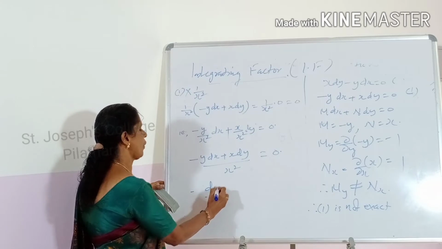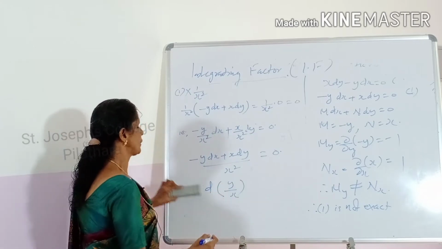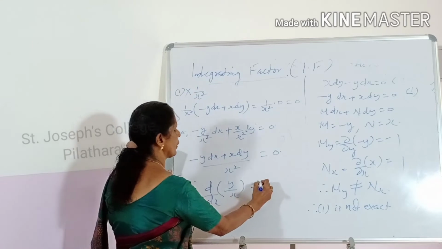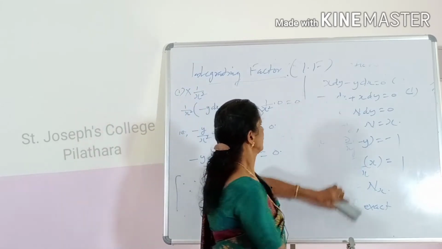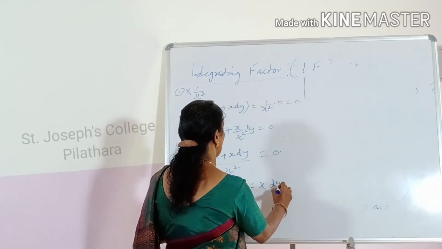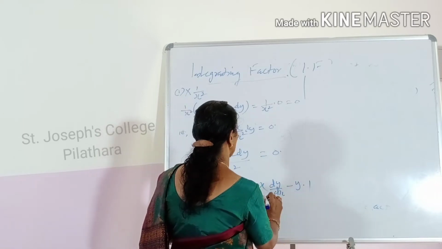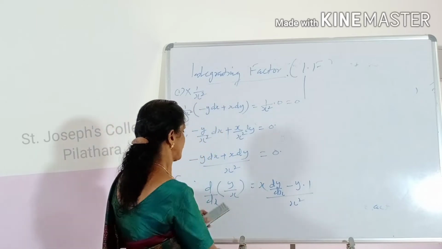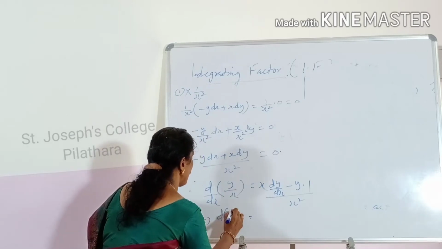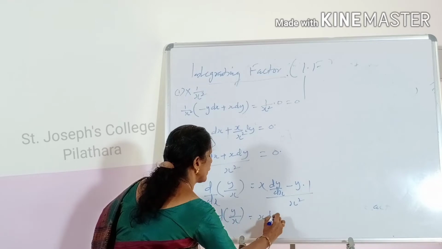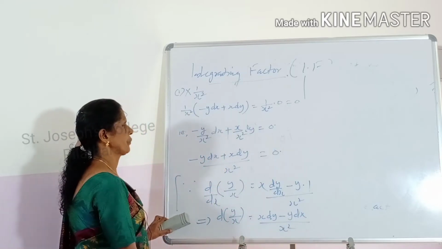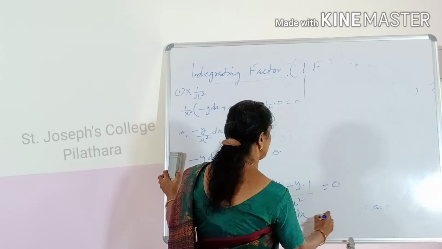What about d of y by x? Now we know that d by dx of y by x equals, applying the quotient rule, x into dy by dx minus y into derivative of x, 1, divided by x square, that is x dy minus y dx. This implies d of y by x equals x dy minus y dx by x square. Is it clear? Now therefore this is equal to 0.